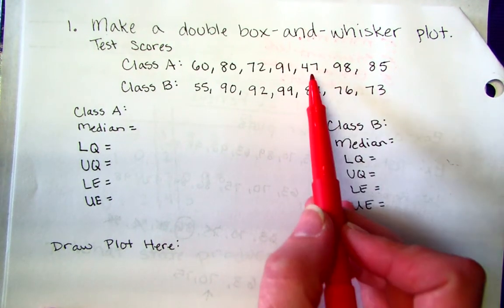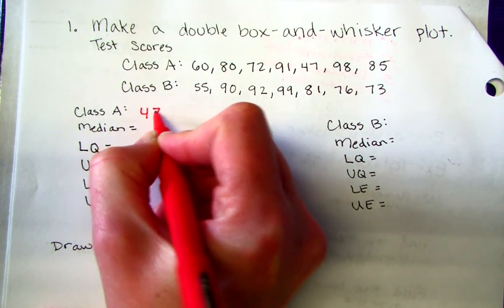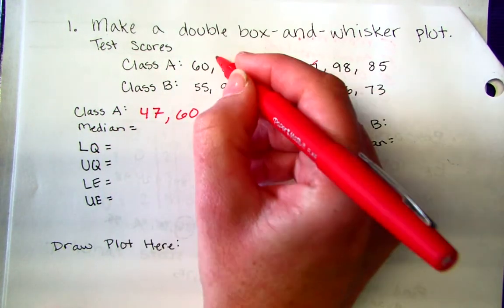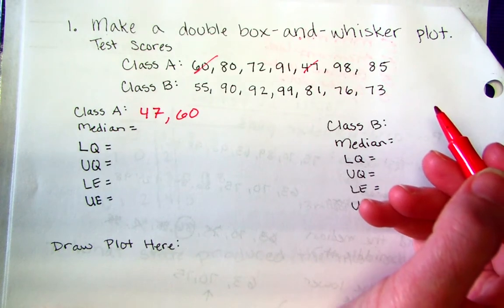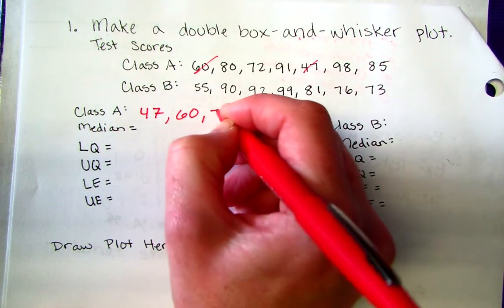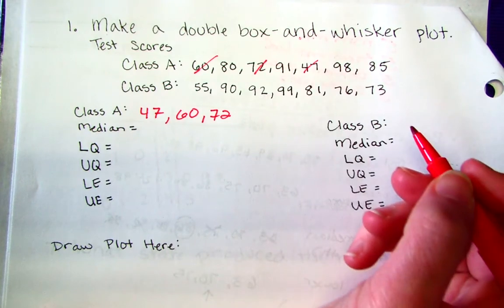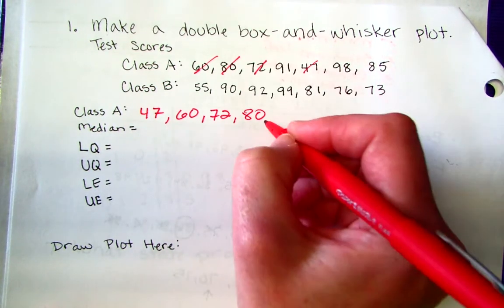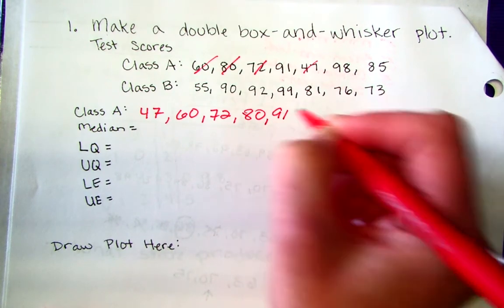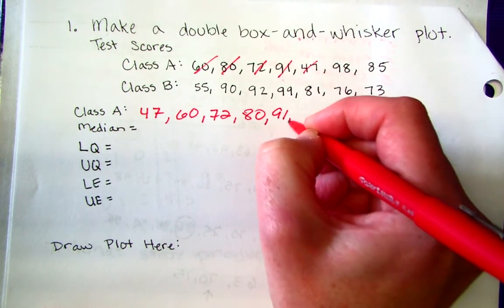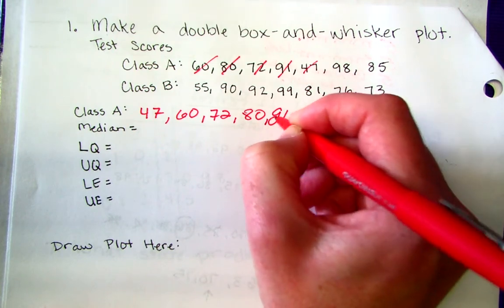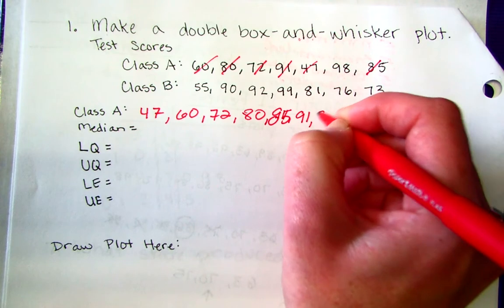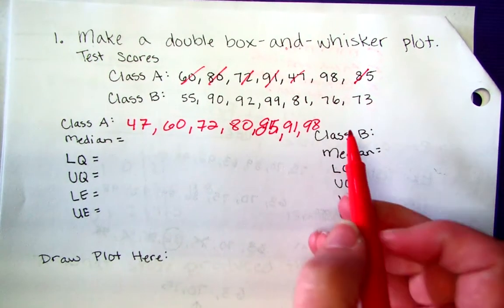So here we go. First one is 47, and then we have 60, and then 72, and then 80, 85, 91, oops, sorry, missed that, 85, 91, and 98. So I'm just going to double check that I have all my numbers.